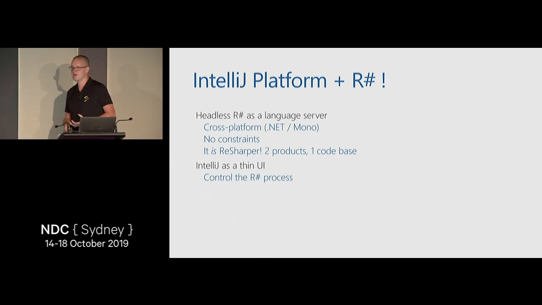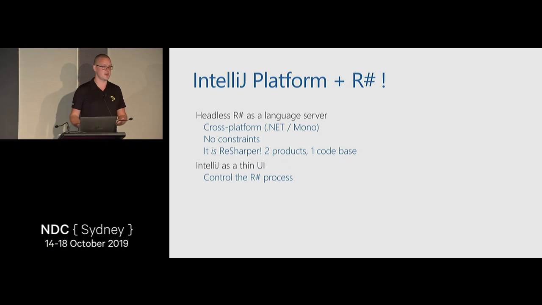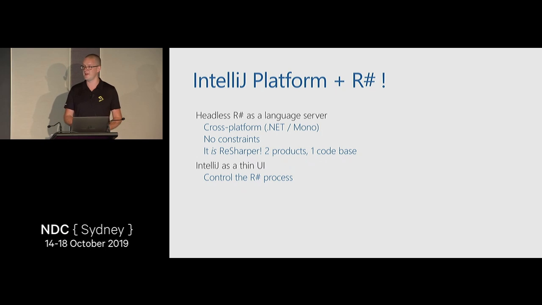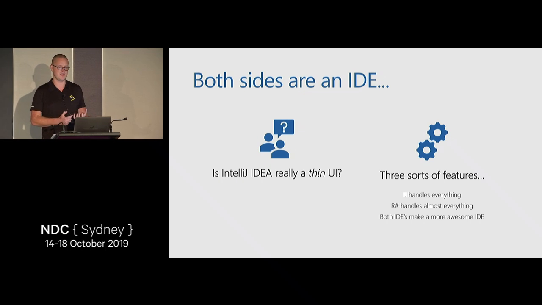So headless Resharper as a language server, which would be easy because it's all .NET. We could run it on .NET on Windows, and we could use Mono on Linux and Mac. No real constraints because it is Resharper. We could reuse everything, and we could have two projects based on one code base, which was Resharper, and then have IntelliJ as a thin UI on top. Now, the problem is, is IntelliJ really a thin UI?